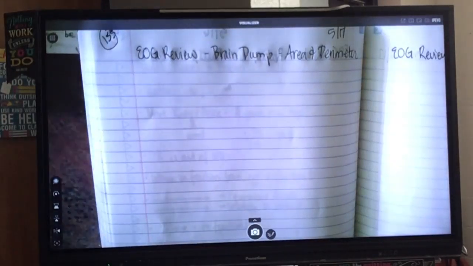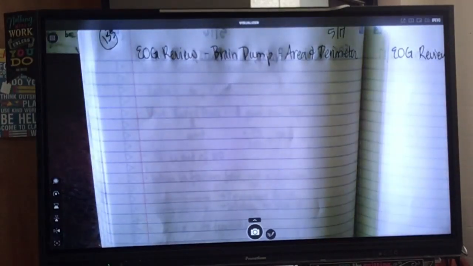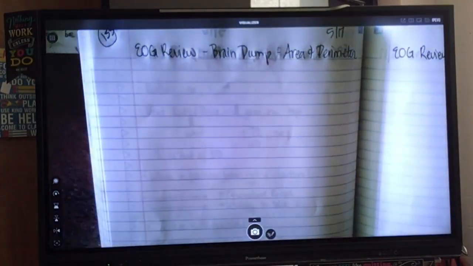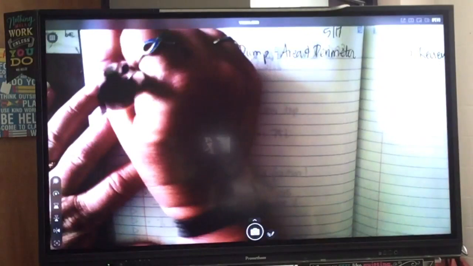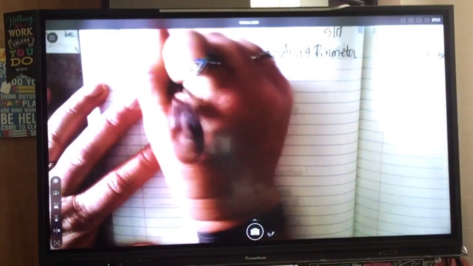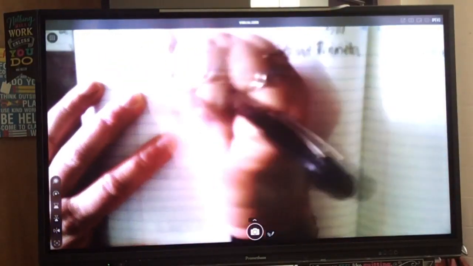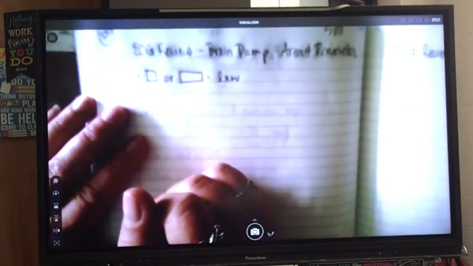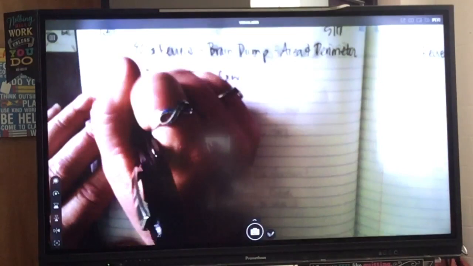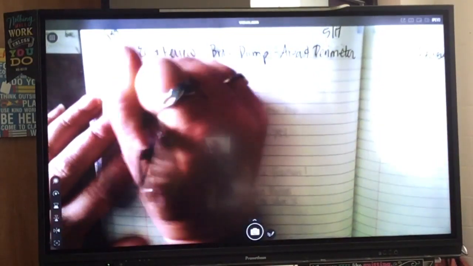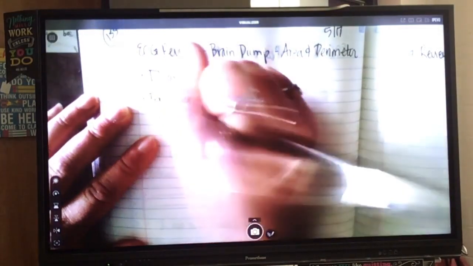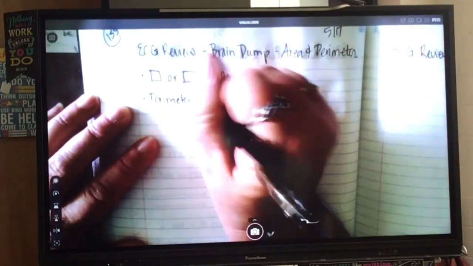Alright, so someone raise your hand and share one thing you wrote. Lily: The area for a square or rectangle is length times width. Okay, what else? What else did we write? Delilah: Perimeter is when you add all the sides around. You said perimeter is when you add all the sides around the shape.